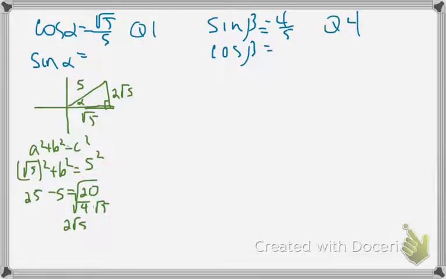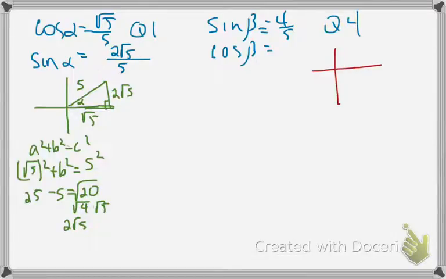That will now enable us to find our sine of alpha. Tell me again what the ratio is for your sine. Opposite over hypotenuse. So this time for sine, we'll go to the opposite, and that was the side that we just found, 2 square root of 5 over the hypotenuse of 5. Now we'll come over and we'll find beta.